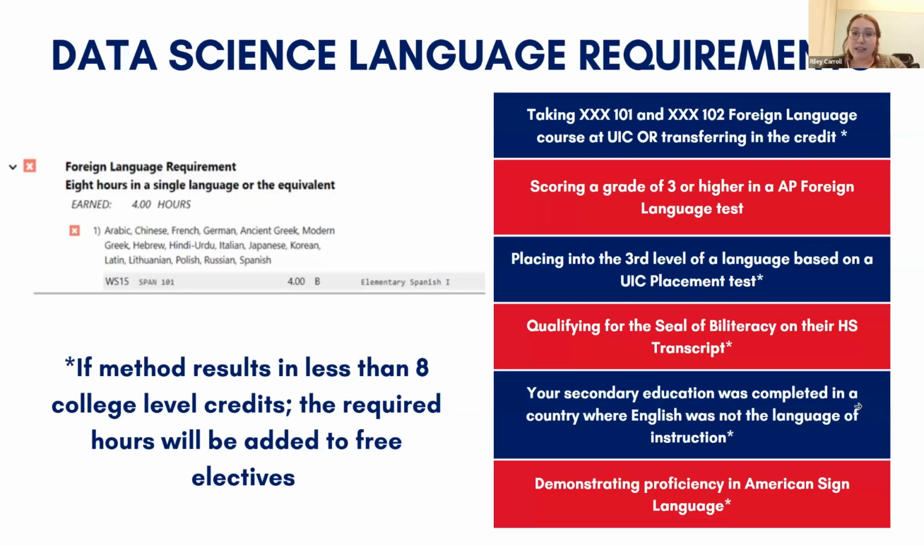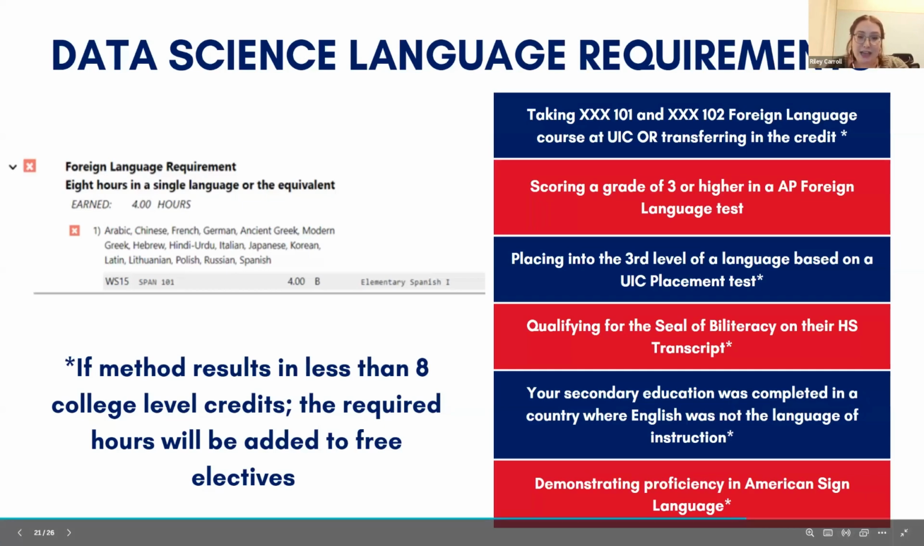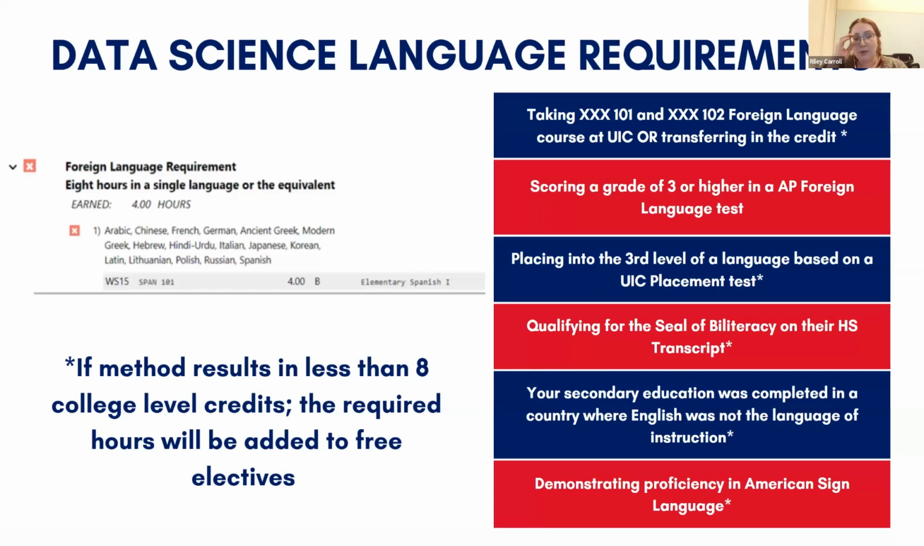Something unique for data science students to consider around your gen eds as well is that data science students require 8 hours in a single foreign language. However, there are a number of ways that this requirement can be completed. You can take 2 courses here or transfer that credit in from a different institution. If you have received a 3 or higher on any AP foreign language test, you will come in with at least credit for the first 2 to 3 levels of that language. However, there are some methods to complete this requirement that may not bring in at least 8 credit hours.